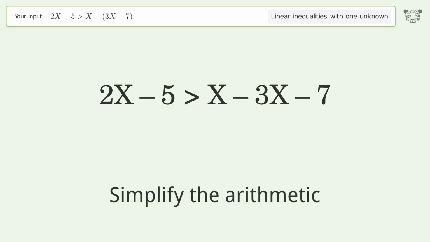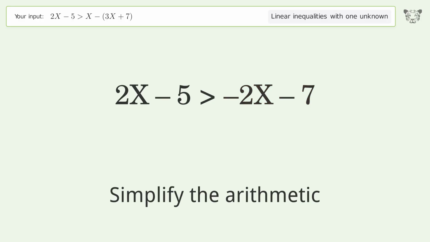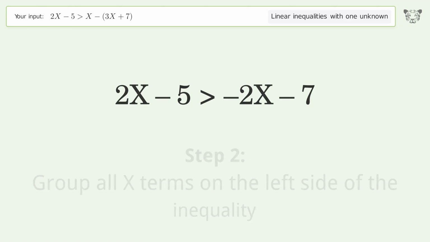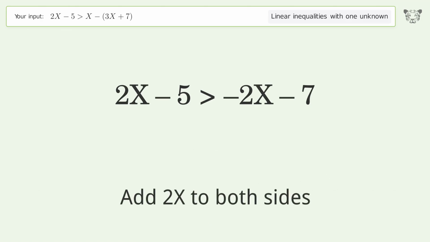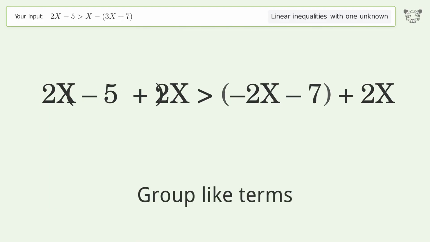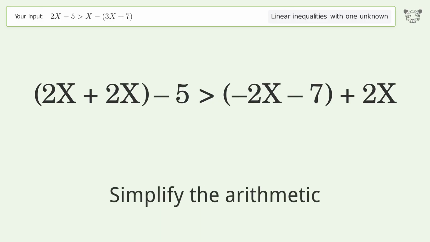Simplify the arithmetic. Group all x terms on the left side of the inequality. Add 2x to both sides. Group like terms. Simplify the arithmetic.